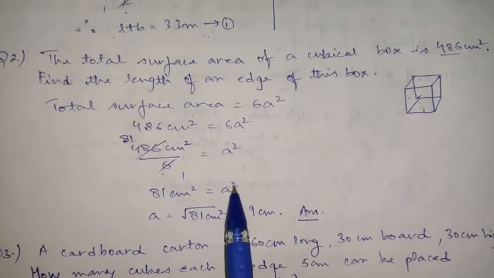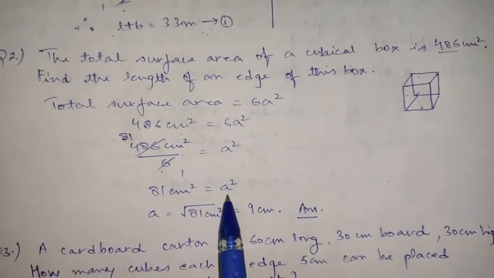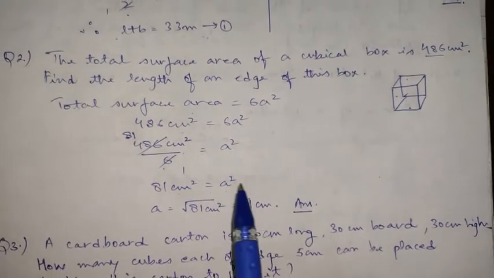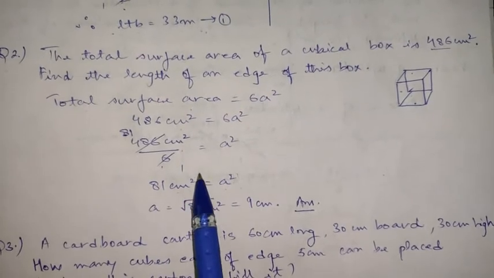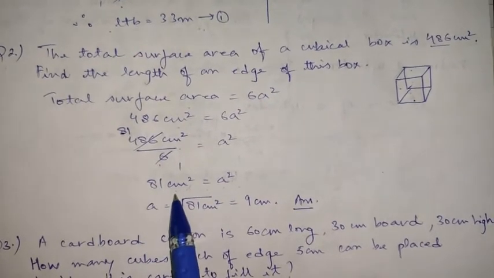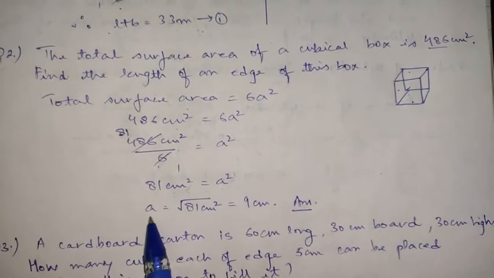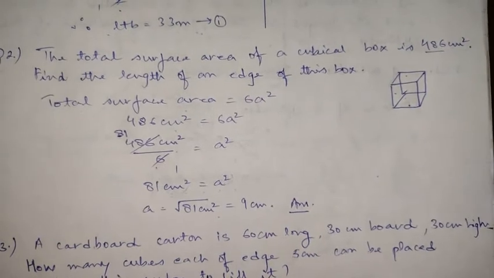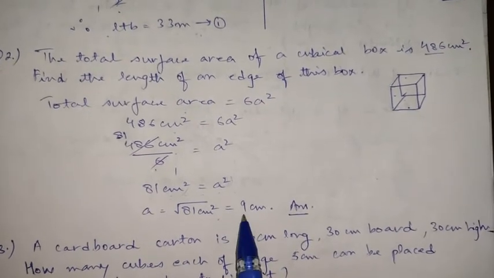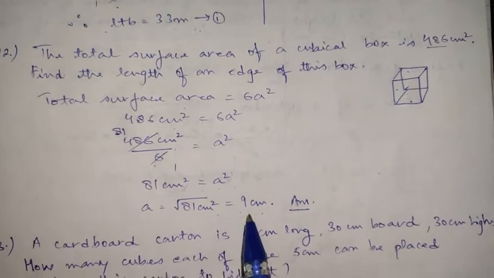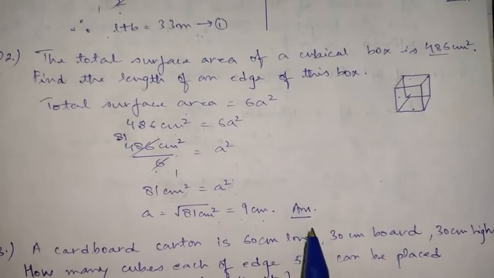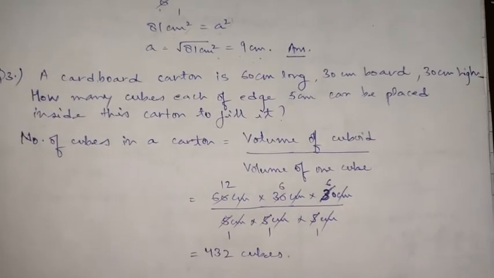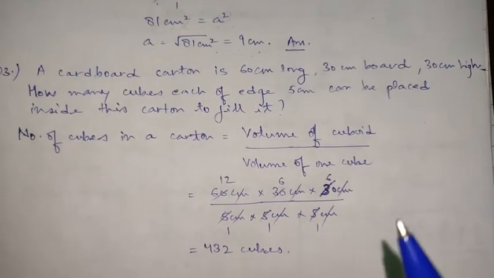Because we have to find the value of a, which is the length of any one side of this cube, we are going to remove the square power and place the square root sign on the other side. So now a is equal to under root 81 centimeter square, and we all know that the square root of 81 is 9 centimeters. So the length of an edge of this cubical box is 9 centimeter.